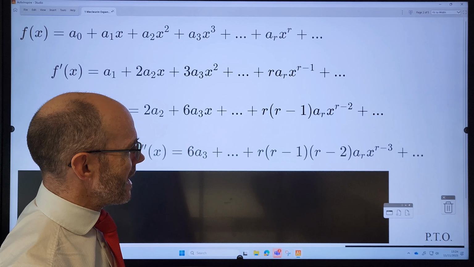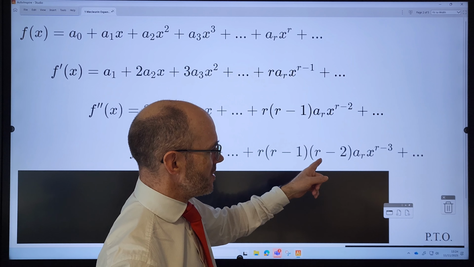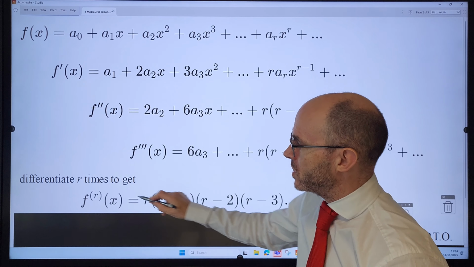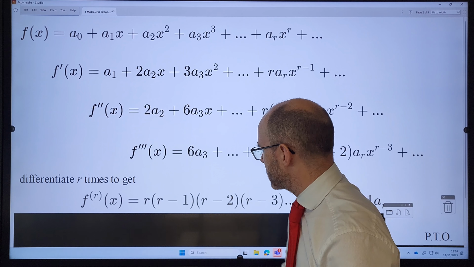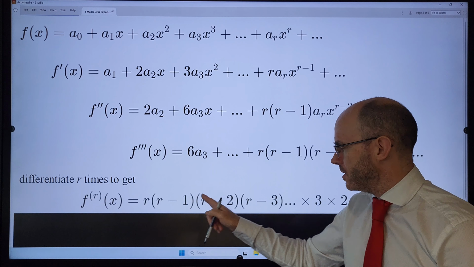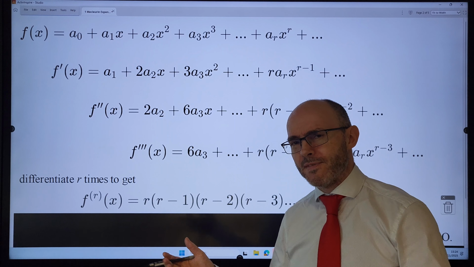I'm going to see what's always happening is we're going to end up with, to begin with, r, and then r minus 1, r minus 2, r minus 3, r minus 4. So the rth derivative, that is when you differentiate r times, is going to be this, r minus 1, r minus 2, r minus 3, all the way down to times by 3, times by 2, times by 1, which is the same as r factorial.